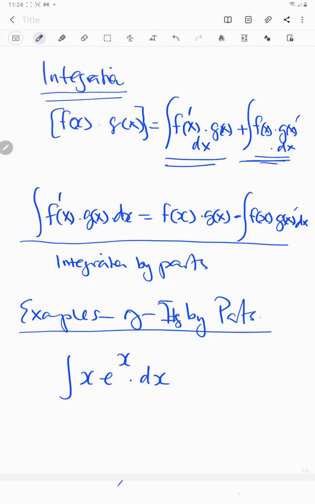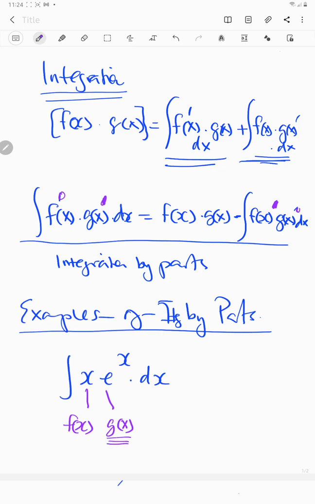This one can be f(x), and this other one can be g'(x). Let me just swap here. Here it must be prime, and here it must not be prime, so that this one becomes g(x), the one which you can continue integrating.